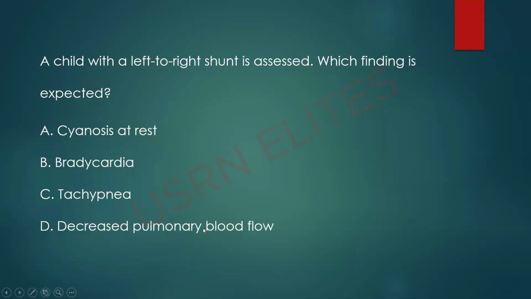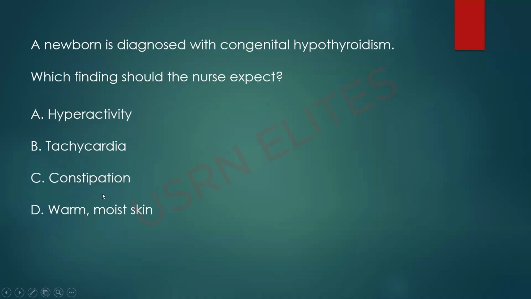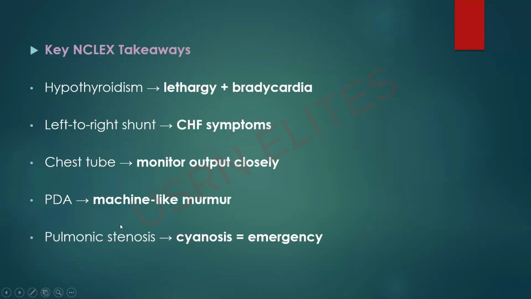D should rather be increased pulmonary blood flow, because the blood is coming from the left to the right. We said there's going to be more pressure in the right ventricle, so it will rather be increased pulmonary flow. Do you remember? Look at option D.